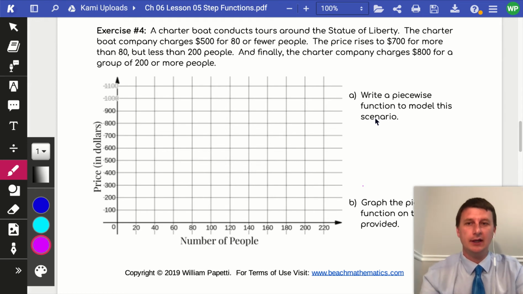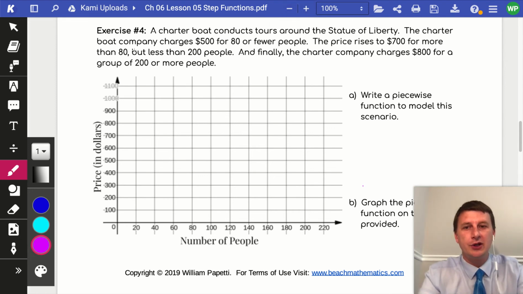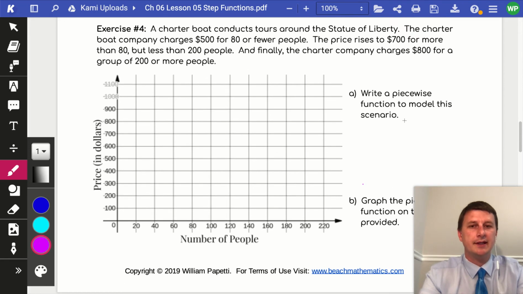And it says, a charter boat conducts tours around the Statue of Liberty. Pretty cool. The charter boat company charges $500 for 80 or fewer people. The price rises to $700 for more than 80 but less than 200 people. And finally, the charter company charges $800 for a group of 200 or more people. Write a piecewise function to model this scenario.